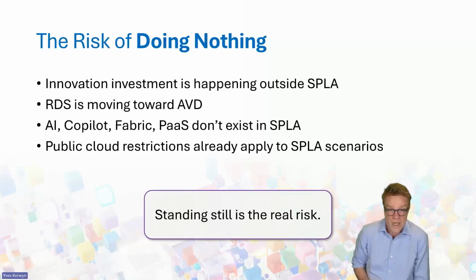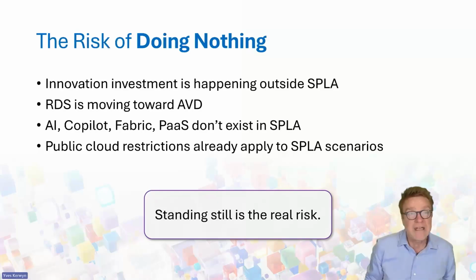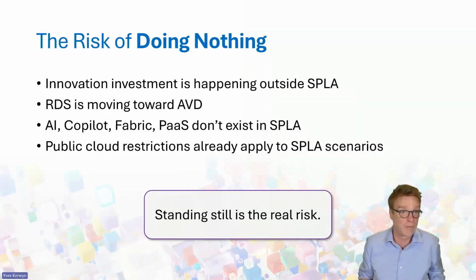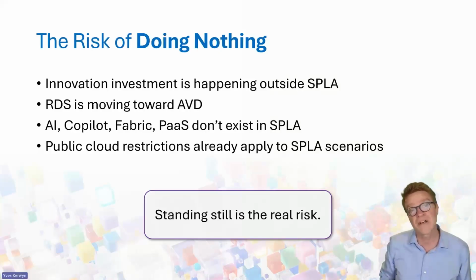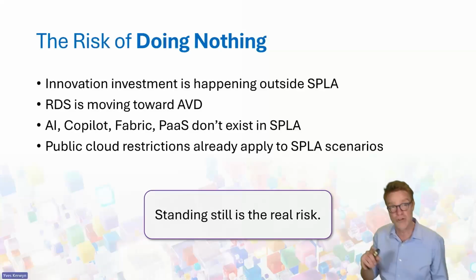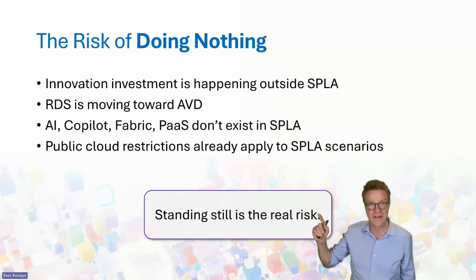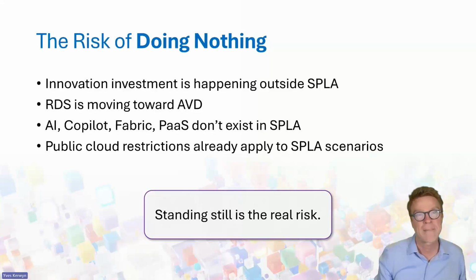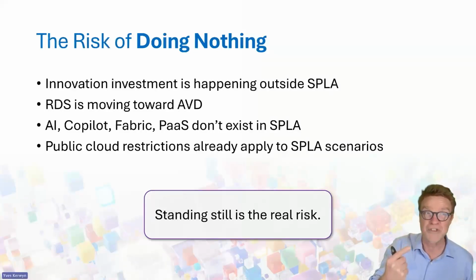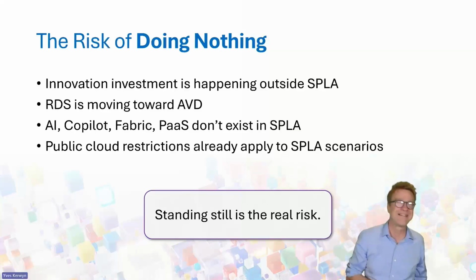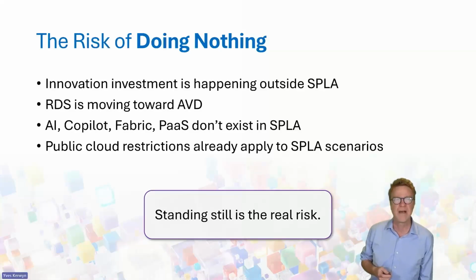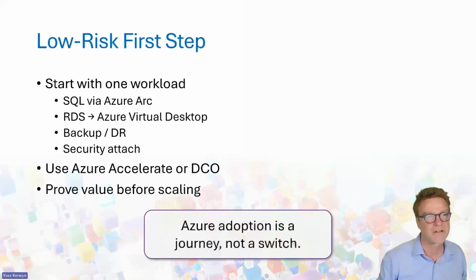Also, RDS, it has had its time. With RDS, you can typically not provide the kind of remote desktop services that people are expecting from a modern computer in the cloud. And that is actually what you can realize with AVD. As I will explain, AVD is not anymore just about running your session host at Microsoft in the cloud. You will be able also to run, even on Nutanix, on your own data center, the session hosts in your own data center, but manage them, deploy them, secure them, maintain them from within Azure. And then, of course, once more, everything related to Copilot, Fabric, PaaS, it simply doesn't exist in SPLA. Public cloud restrictions already apply to a lot of SPLA scenarios. Standing still is the real risk.